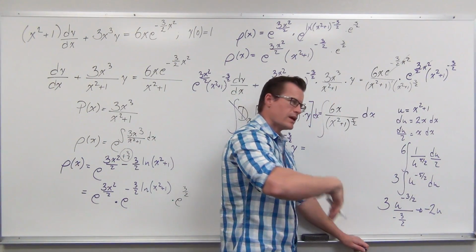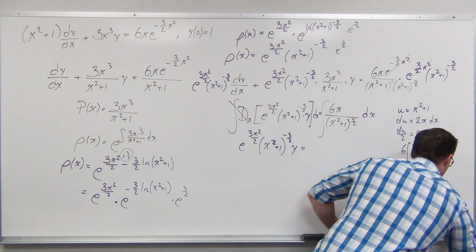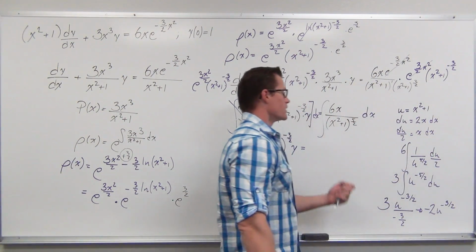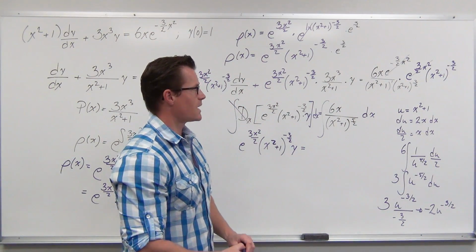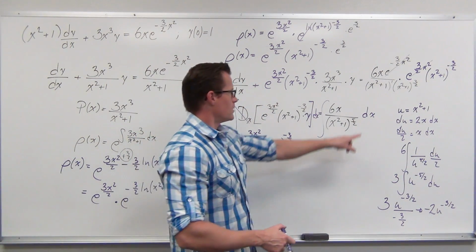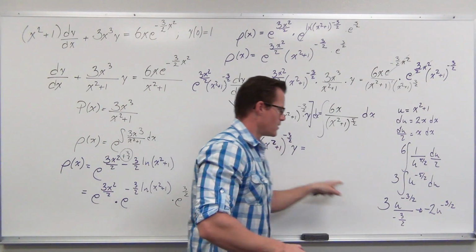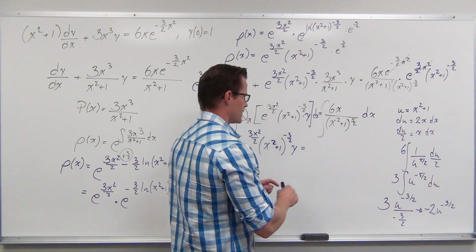Threes are gone, move that 2 up, that's negative u to the negative 3/2. And we know what u is. We know that u is x squared plus 1. So this integral equals that thing with x squared plus 1. Let's do that.